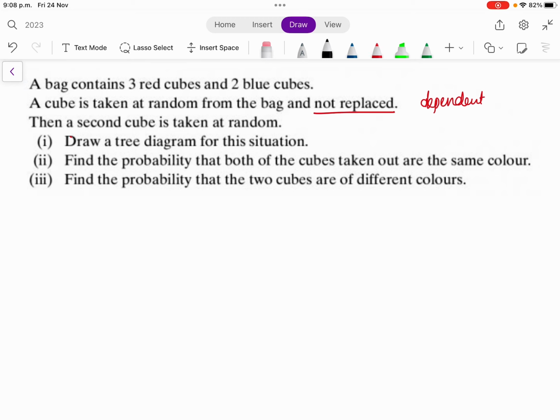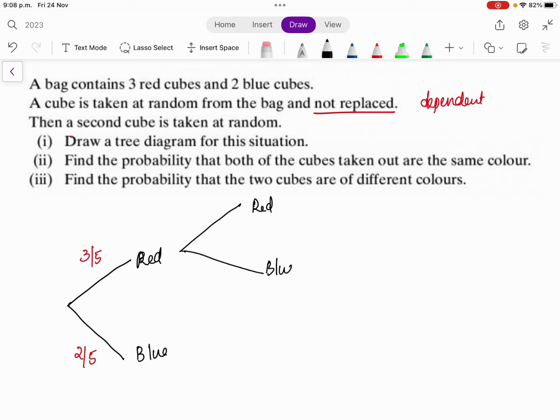Draw a tree diagram. So I'll start with the first tree diagram, which is red and blue. And the probability of getting a red cube is 3 over 5 and getting a blue cube is 2 over 5. And since it is dependent events, you have to work on the probability differently. So let's see how the probability will turn up for the other instances.